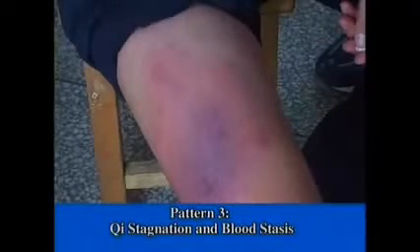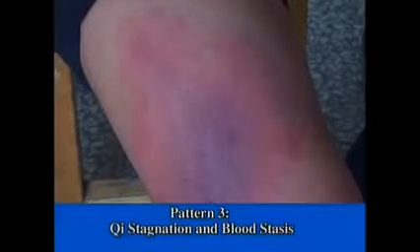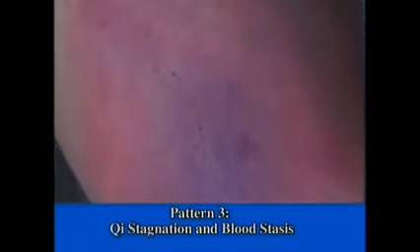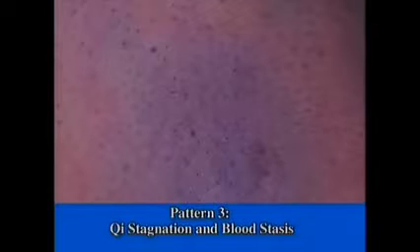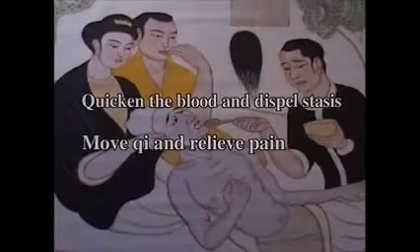Pattern 3. Qi stagnation and blood stasis. The primary presentation is pain that persists after lesions have cleared, insomnia, a dark purplish tongue with white fur and a string-like pulse. Treatment principle: quicken the blood and dispel stasis, and move Qi and relieve pain.